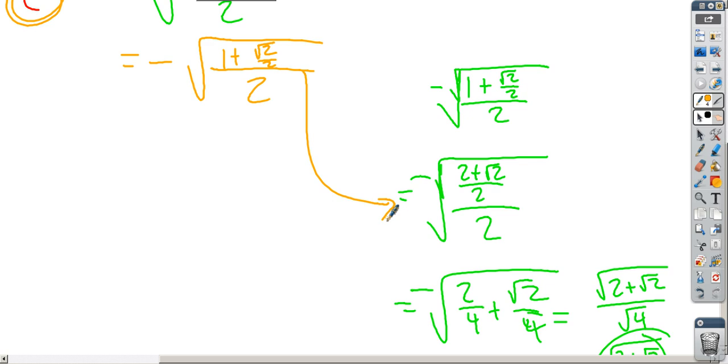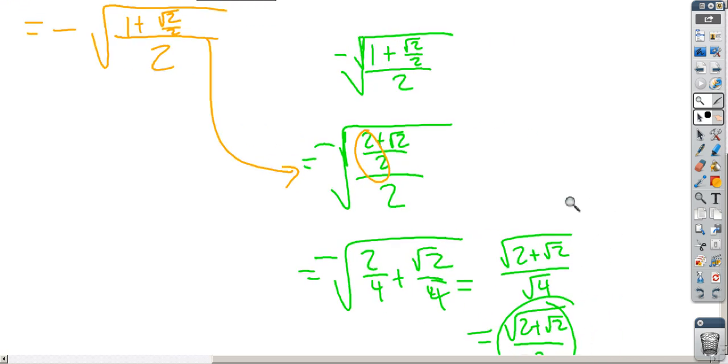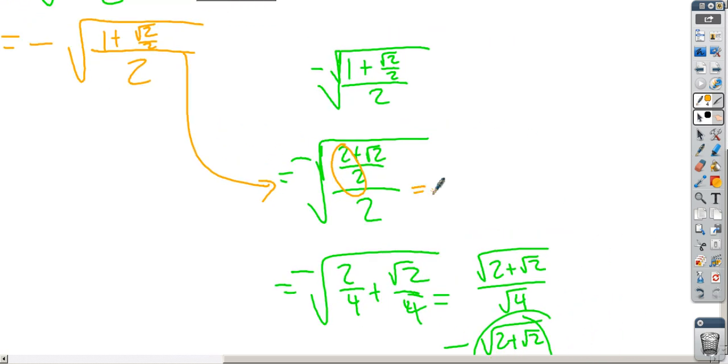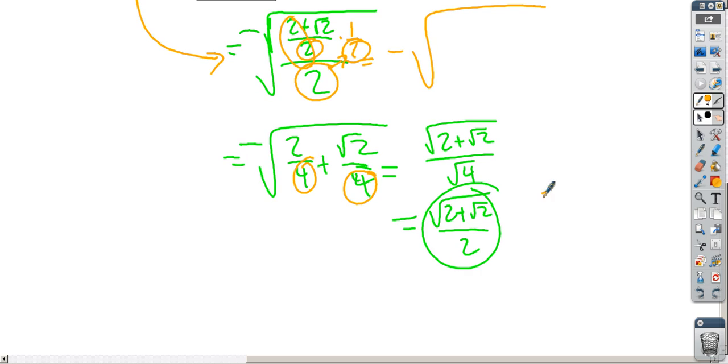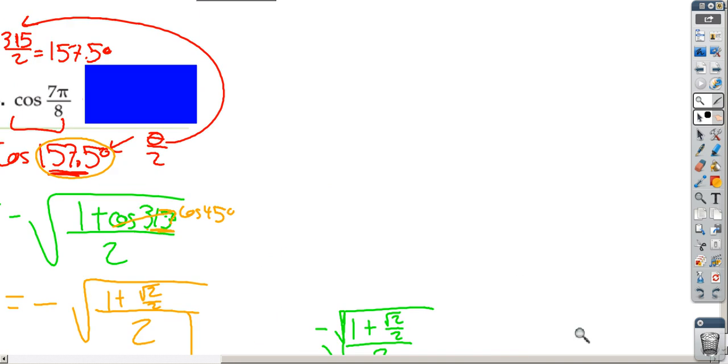From this point, you change 1 into 2 over 2 and make a common denominator. And then from there, I simplified a little bit differently than last time. What you can actually do here is, you have this negative right here. Dividing by 2 again is like multiplying by 1 over 2. So the 2 times this thing will be 2 over 4, and all I did was split it there. And you end up with this answer here, which is almost the same as what we had on the other one, just with a positive instead of a negative.